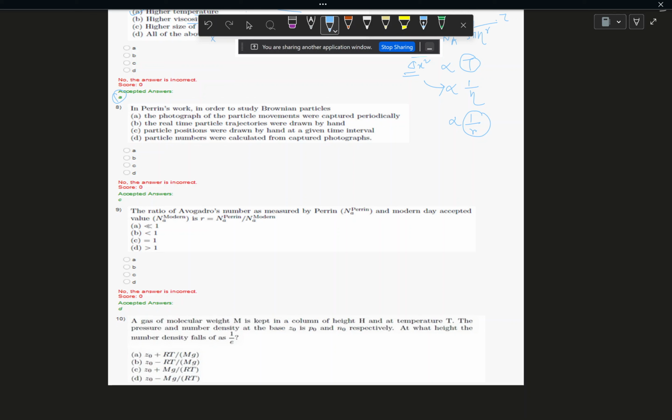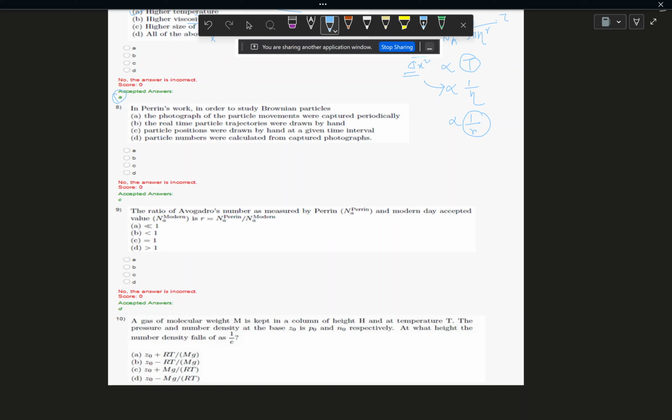So there are 4 options. Option A is that photographs of the particle movements are captured periodically, that means after certain intervals of time. This is option number 1. The second option is that real-time particle trajectories were drawn by hand. There is no time interval specified there.